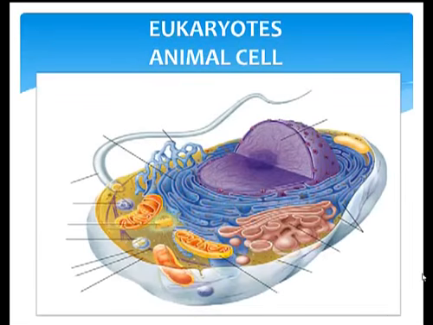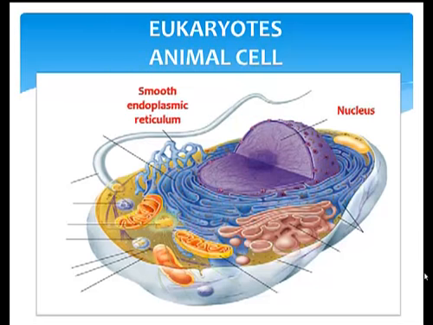So let's talk about the structures and the functions of each structure of the eukaryotic cells. Let's talk first about the animal cell, and then next we'll talk about the plant cell. First, we have, of course, the nucleus, which is called the brains of the cell. The nucleus directs the cell's activities and contains genetic material called chromosomes made of DNA.